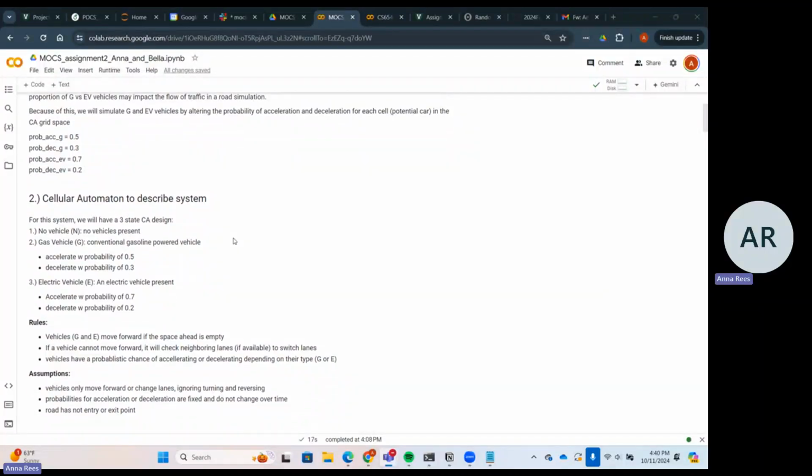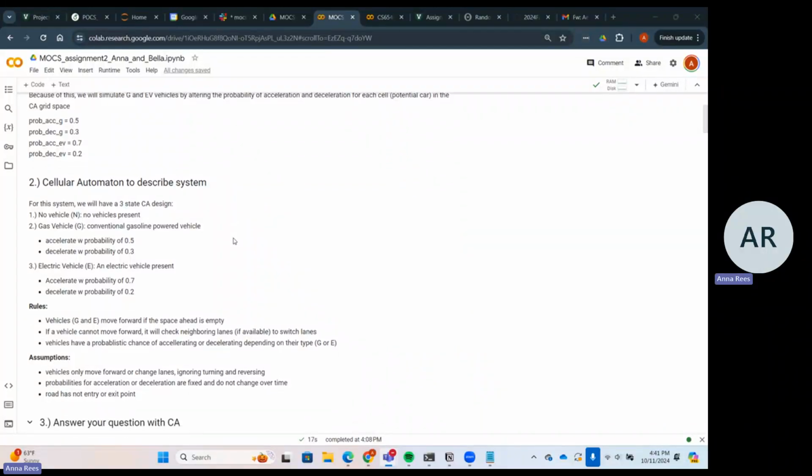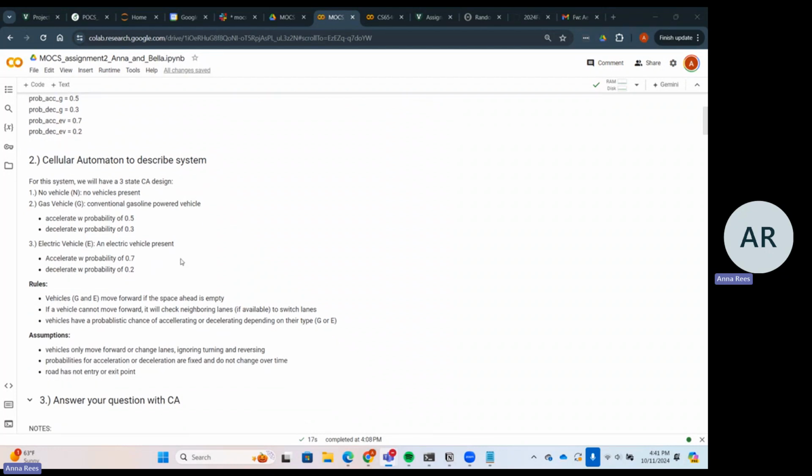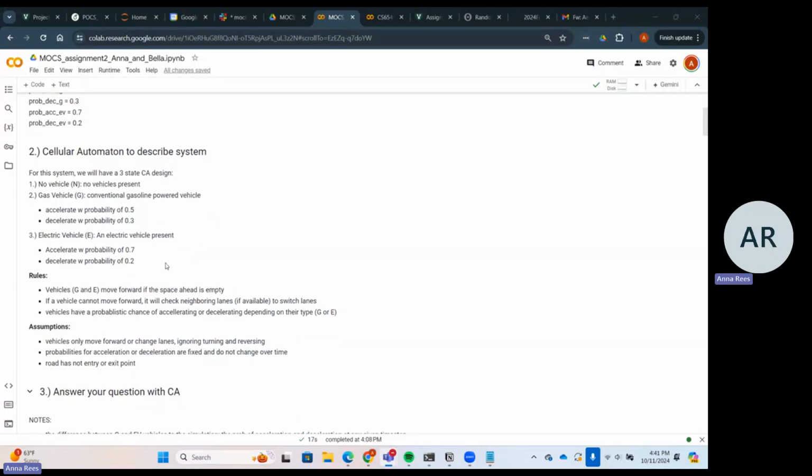So the design of our cellular automaton is a three-state system. The first state is no vehicle, that's empty road, no vehicles present. The second state, or the second type, is a gas vehicle, marked with a G. That's a conventional gasoline-powered vehicle. And then the electric vehicle is the third state.